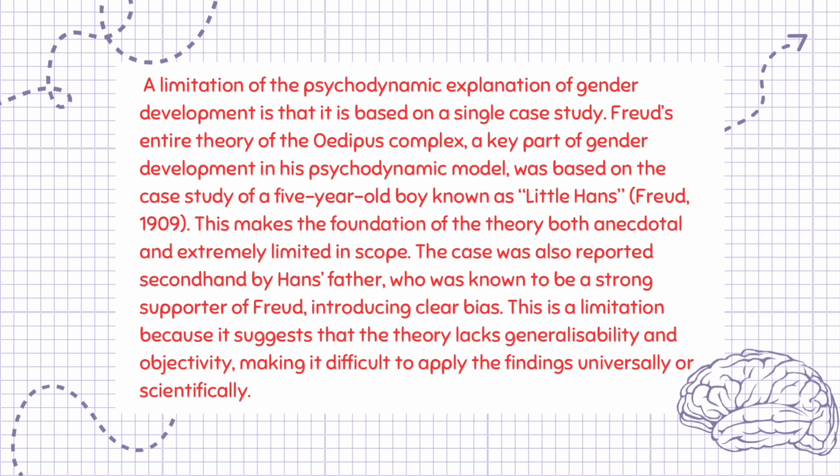A limitation of the psychodynamic explanation of gender development is that it is based on a single case study. Freud's entire theory of the Oedipus complex, a key part of gender development in his psychodynamic model, was based on the case study of a 5-year-old boy known as Little Hans, Freud, 1909. This makes the foundation of the theory both anecdotal and extremely limited in scope. The case was also reported secondhand by Hans' father, who was known to be a strong supporter of Freud, introducing clear bias. This is a limitation because it suggests that the theory lacks generalizability and objectivity, making it difficult to apply the findings universally or scientifically.